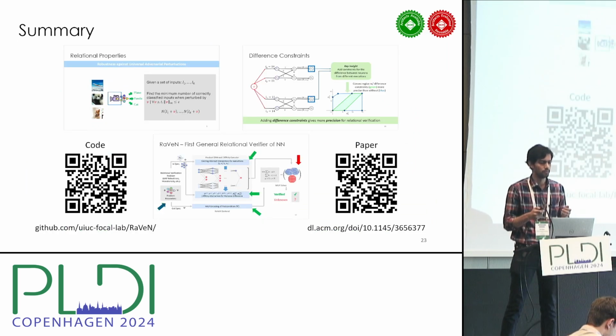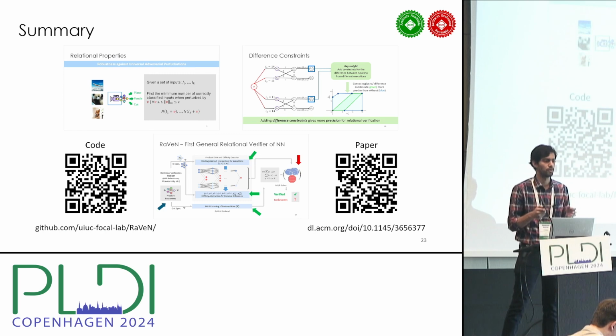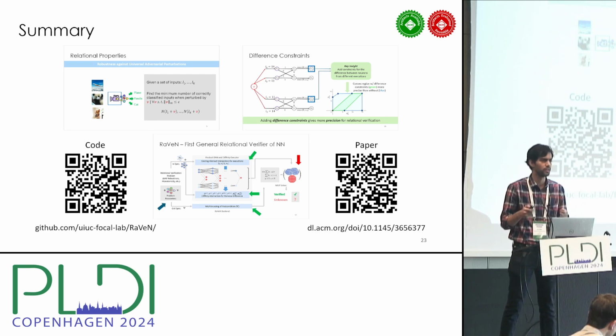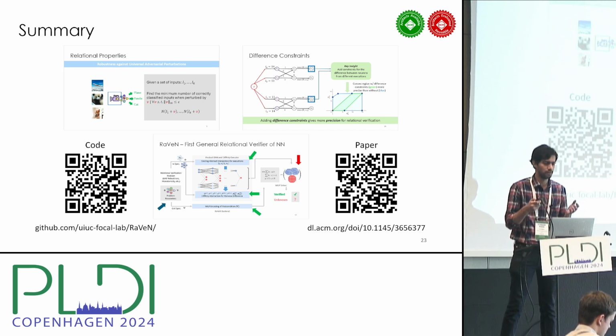Finally, I will conclude my talk with 3 representative slides from the presentation. In the first slide, we defined what relational properties are and why verifying them is important for neural networks. Then we introduced DiffPoly, and with DiffPoly we computed the difference bounds to infer the difference constraints that helped us encode the cross-execution dependencies. Finally, we described the overview of our relational verifier.